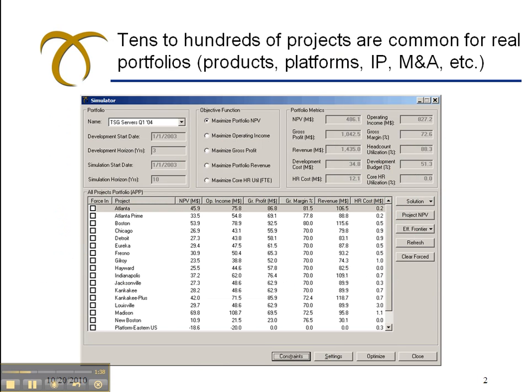First, real world portfolios generally have more like tens to hundreds of project investments, especially when considering not only revenue generating type product investments, but also the technology and architecture platforms that they're built upon, and any other types of project investments such as intellectual property development or M&A or licensing type activities. So we're going to end up with a much larger superset of projects to consider, and even though they can be done in the Excel environment, it is a little bit cumbersome.